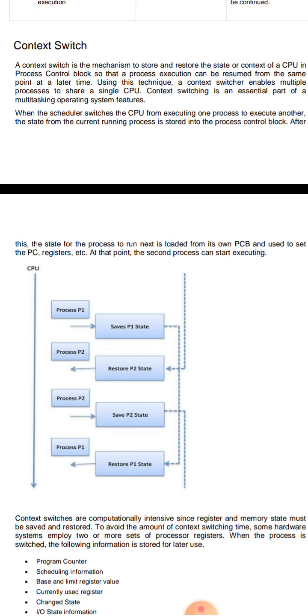In this diagram, the CPU is executing. Firstly, process P1 is executed. Then at that same time, if a new process comes which has more priority than P1, then the state of P1 will be saved and priority is given to the second process.